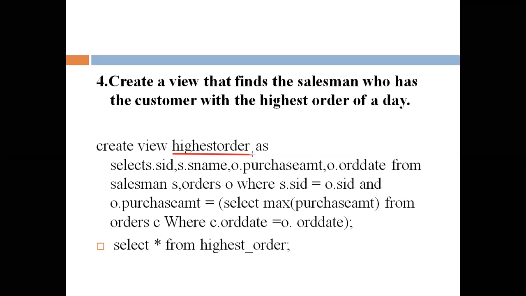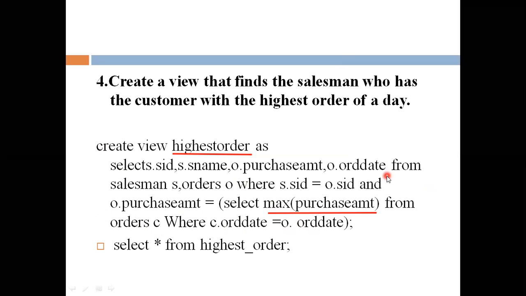I can say this is like a table again. So create view highest order as, now I need to write the subquery. Select salesman ID, salesman name, purchase amount, order date. Only that will help me identify who has the maximum purchase amount. Where s.id equal to o.sid. I mean, I'm going to compare the order with the salesman. Now select maximum purchase amount, who has done the maximum from orders. So customer.order date equal to order.order date.